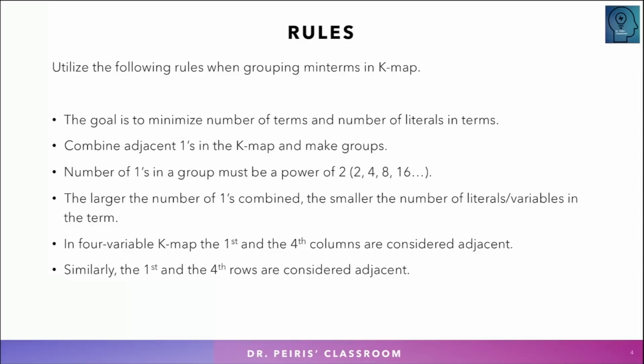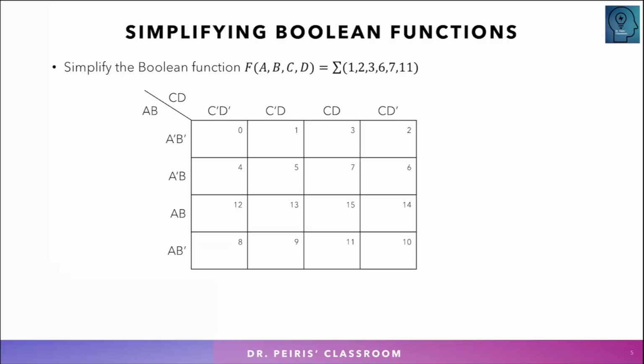Make sure that you remember that the first and the fourth columns are adjacent, and the first and the fourth rows are also adjacent. So let's see some examples. This is a 4 variable function. Input variables are a, b, c, d, and this is the sum of minterms. At these minterms, the function has a logic 1, which means we can find these minterms on the K-map and mark them with logic 1, and everything else needs to be logic 0.